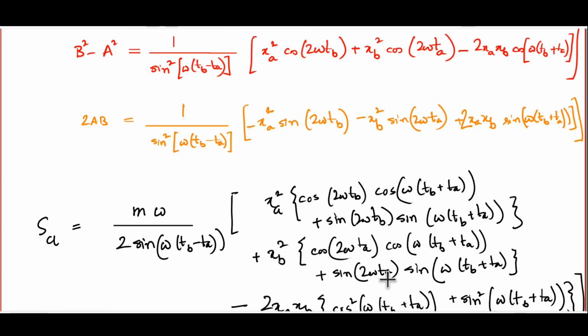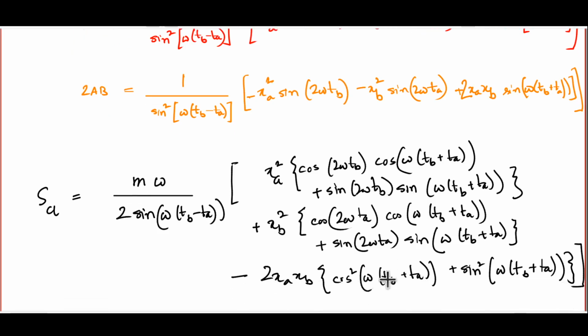Now, if you collect all the terms together, xa squared, xb squared and twice xaxb separately, once again, this is much easier to follow if you actually work it out yourself. Anyway, once you collect all these terms together, this is what you are going to get. And if you take a look at these two terms as cos A cos B plus sin A sin B, cos of A minus B, which is cos of omega TB minus TA.